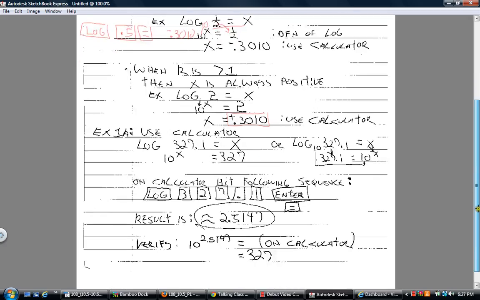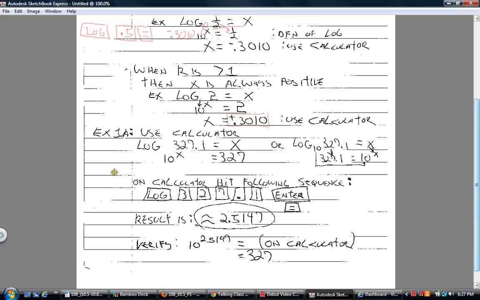Okay, here we go. So we're using your calculator, getting the feel of them. Here's example 1A. You might see on the homework, log of 327.1 equals what? Take your time. I like to put the 10 there. Log base 10 of the result 327.1 equals the exponent. I like to say those words over and over again. Now convert it: base 10 raised to the exponent, which is x, equals the result 327.